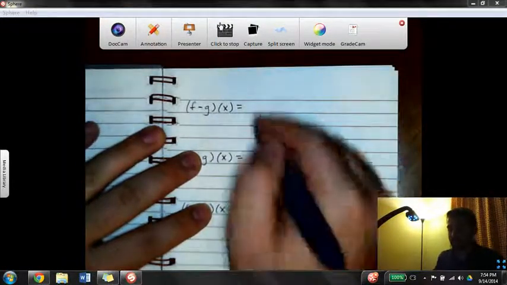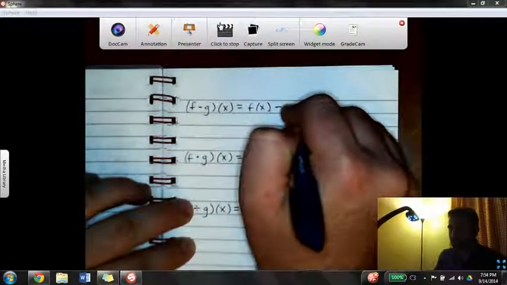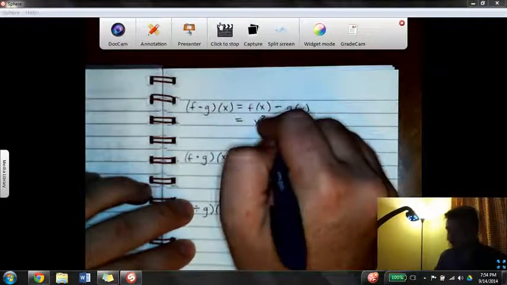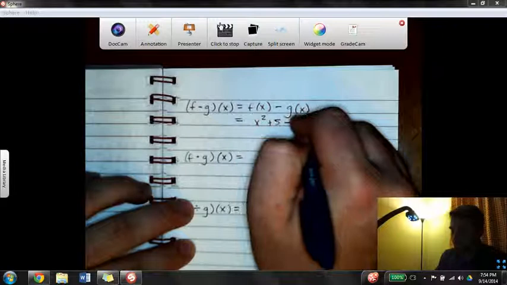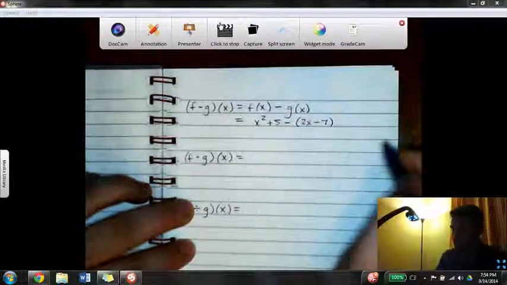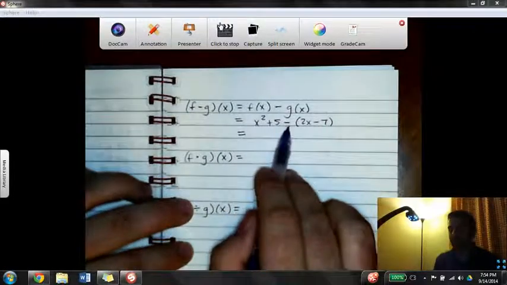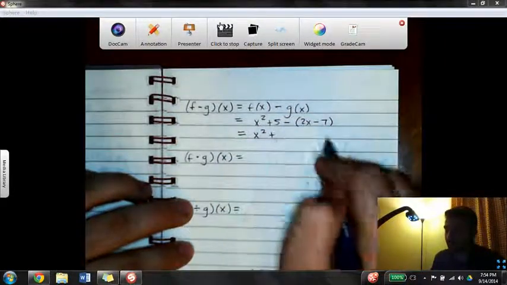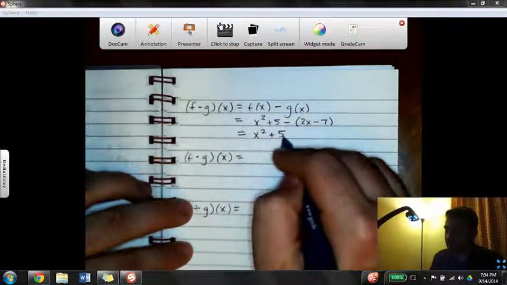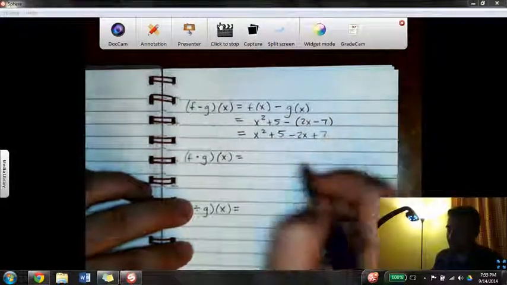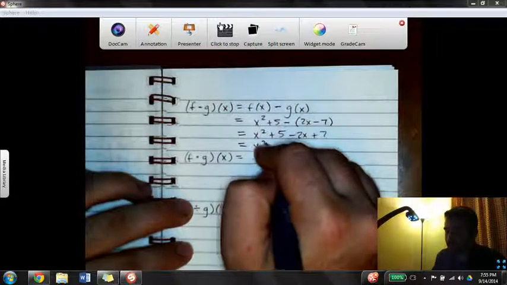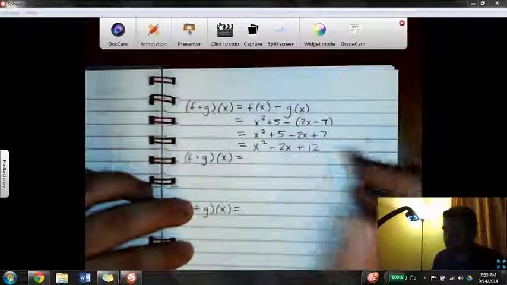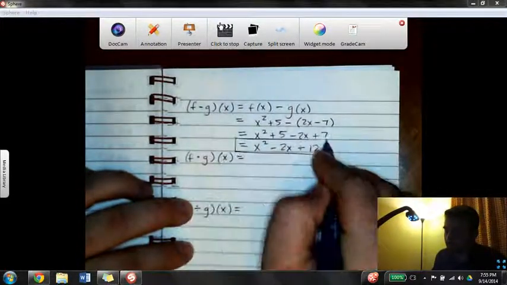Subtracting those same polynomials is just like saying f of x minus g of x. And so I would say x squared plus 5 minus 2x minus 7. The tricky part here is to make sure that you distribute your negative. And so rewriting it after I distribute, x squared plus 5 minus 2x plus 7. I can combine my like terms and once again rewrite in descending order so that I get x squared minus 2x plus 12.